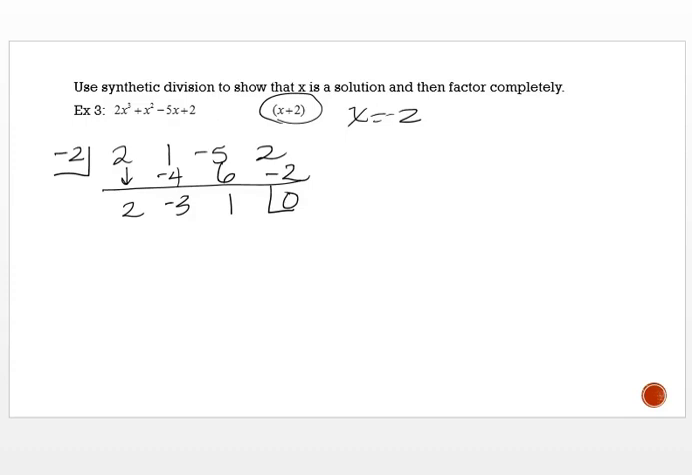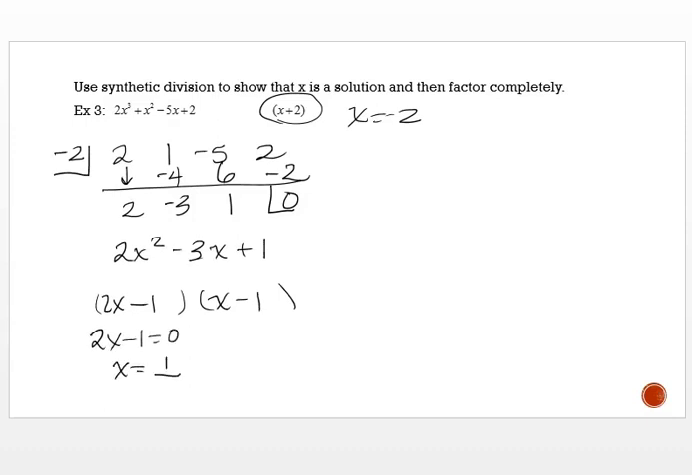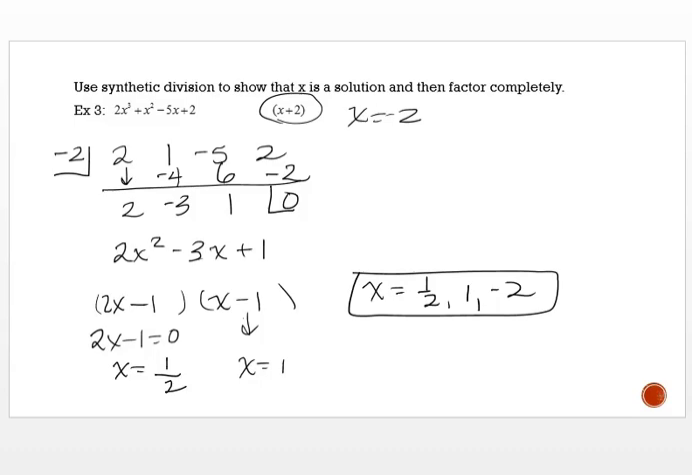Now if I reduce this, this will be 2x squared minus 3x plus 1. That does factor to 2x minus 1 and then x minus 1. So if I solve that, 2x minus 1 is 0, so x is equal to 1/2. And this solves down to x is equal to 1. So my solutions are 1/2, 1, and negative 2. Okay? Third power means I'm going to have 3 roots. There they are.